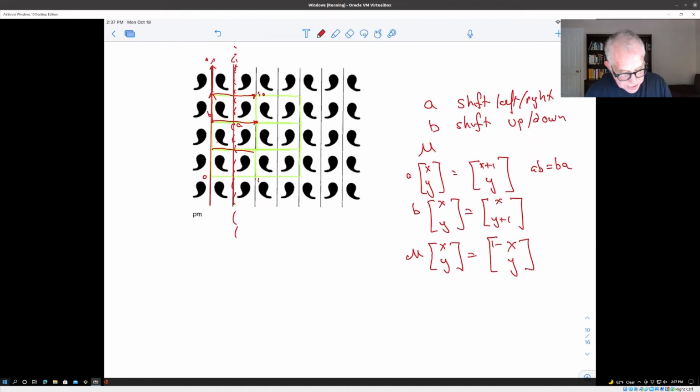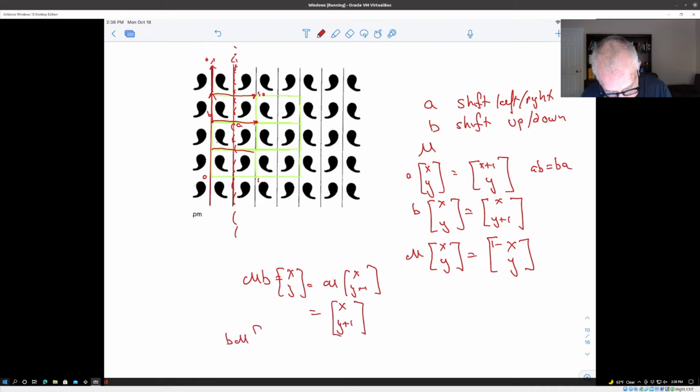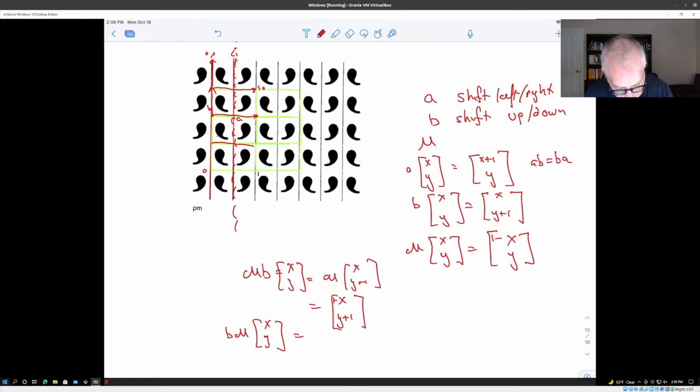And now let's just notice that M commutes with B. MB of (x, y) is M of (x, y + 1), but M doesn't do anything to y. And BM of (x, y), sorry, this is (1 - x, y), then B, which is (1 - x, y + 1). And these are equal. So MB is BM.